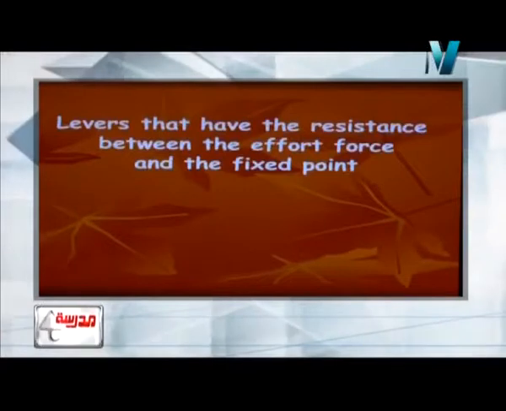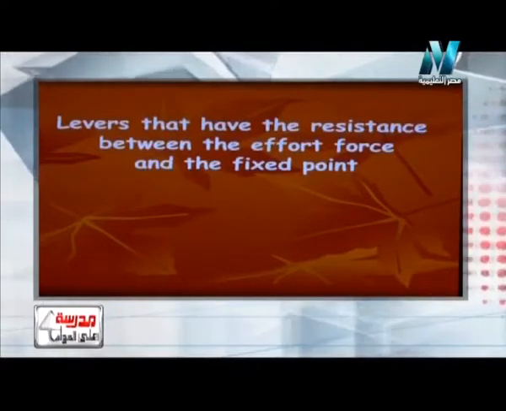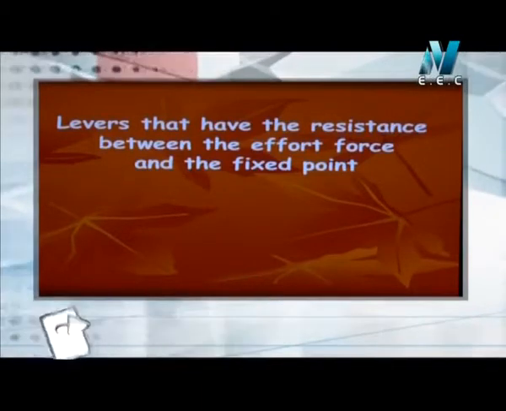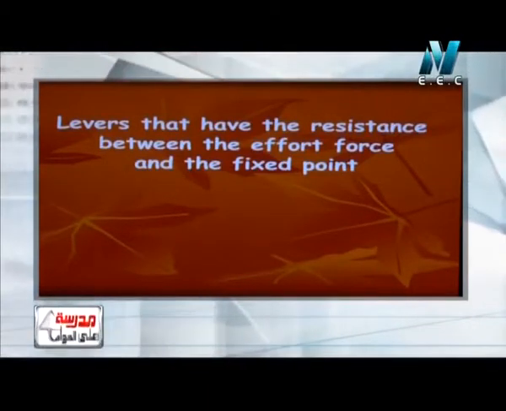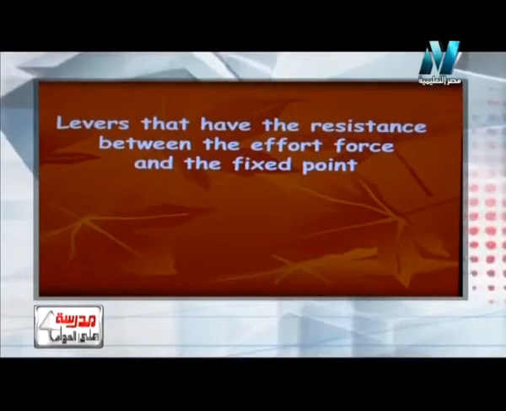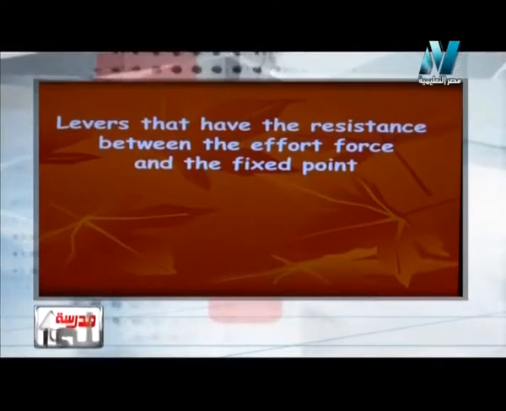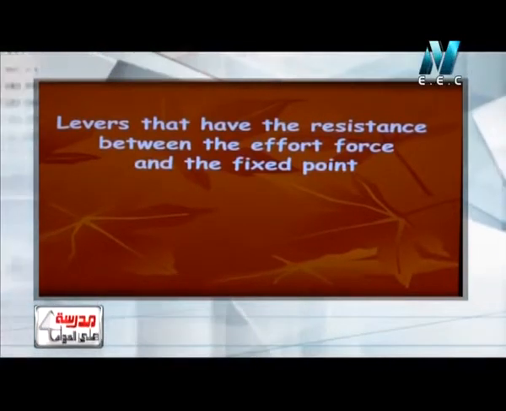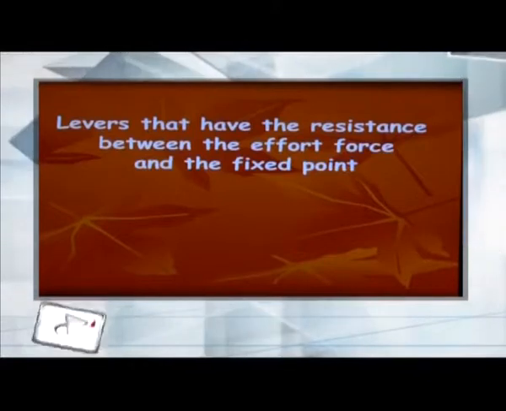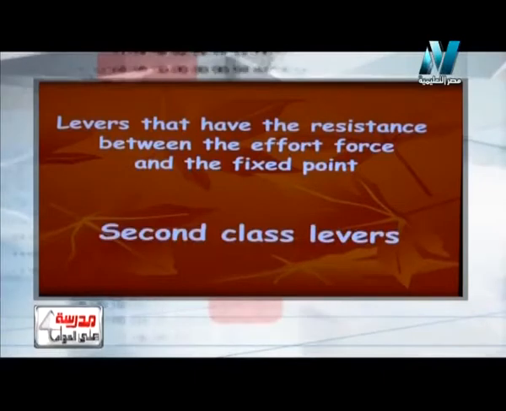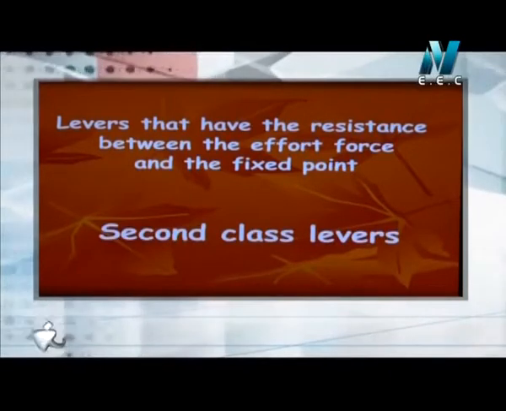Another question says: levers that have the resistance between the effort force and the fulcrum. Again, levers that have the resistance between the effort force and the fixed point, which is the fulcrum. Surely we know that levers that have the resistance, the letter R, in the middle, and we know the secret word ORF. So if R is in the middle, it will be a second class lever. Second class levers are the levers that have the resistance between the effort force and the fulcrum.